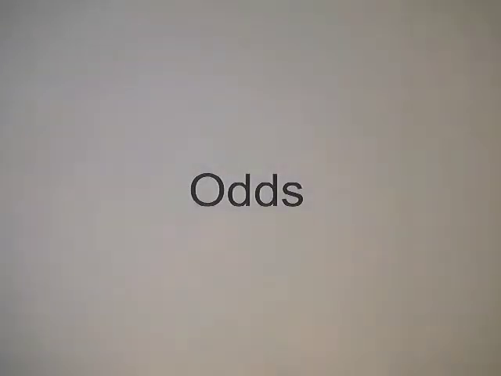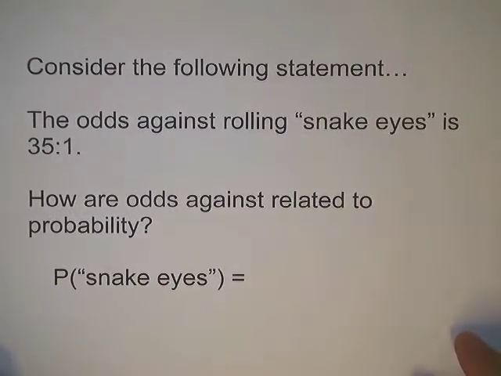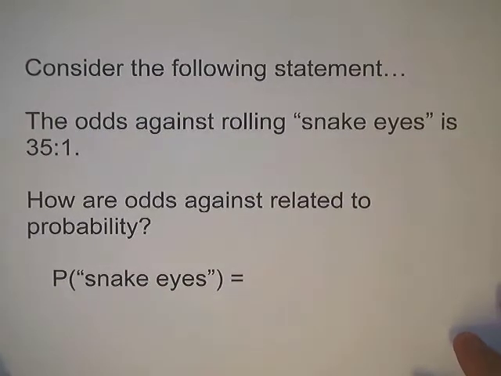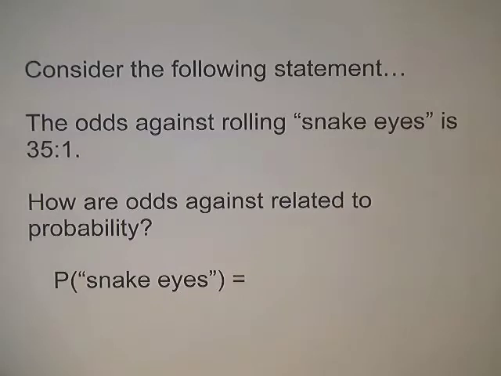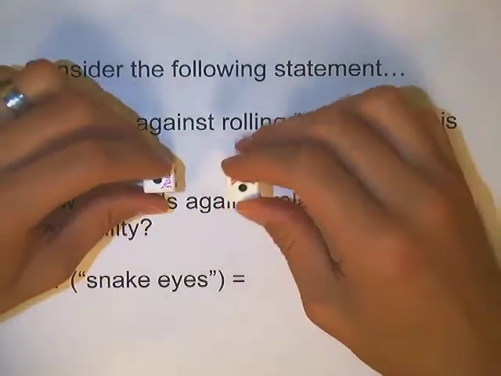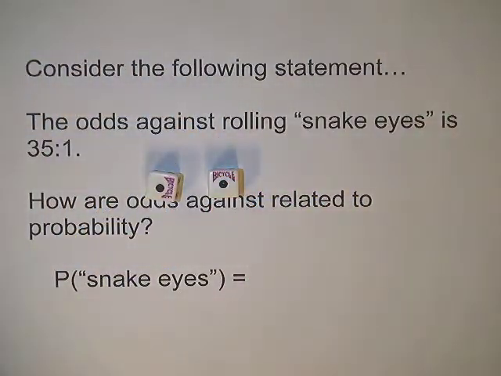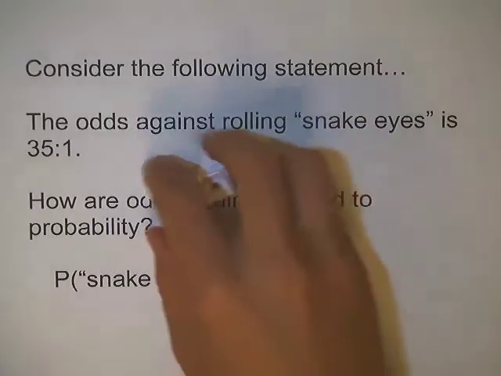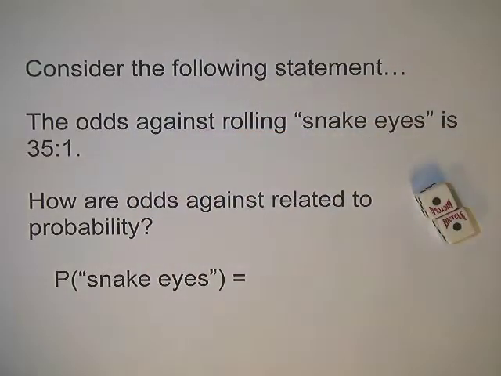Hi, this tutorial covers odds. So let's start with a statement here. The odds against rolling snake eyes is 35 to 1. When we're talking about snake eyes, we're talking about rolling two dice, and snake eyes are the double ones. So we want to first think about probability.